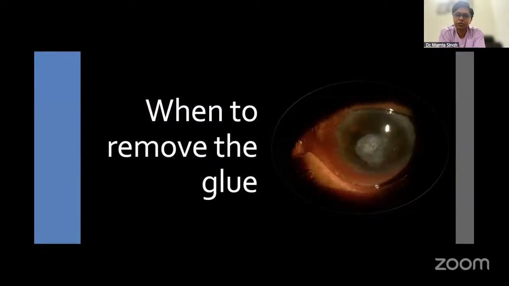When to remove the glue? Usually we wait for 6 to 8 weeks for complete epithelialization of the underlying surface. But we can get an idea just by gently nudging the margin of the contact lens. If the glue moves along with the contact lens, that means the underlying epithelialization is already done and we can safely remove it.